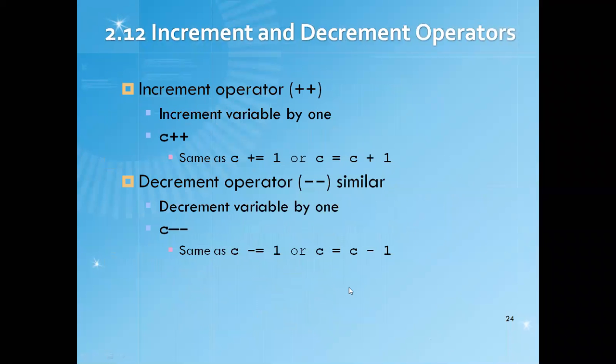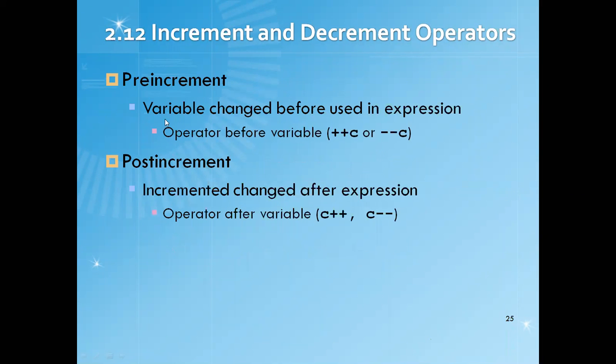Then also important are increment and decrement. We will frequently use these. For example, this C++ is a post increment. There is also a pre increment. The post increment means C plus 1 assigned to C. This can also be written as C minus minus, or C minus 1 assigned to C. Then we also have the pre increment.